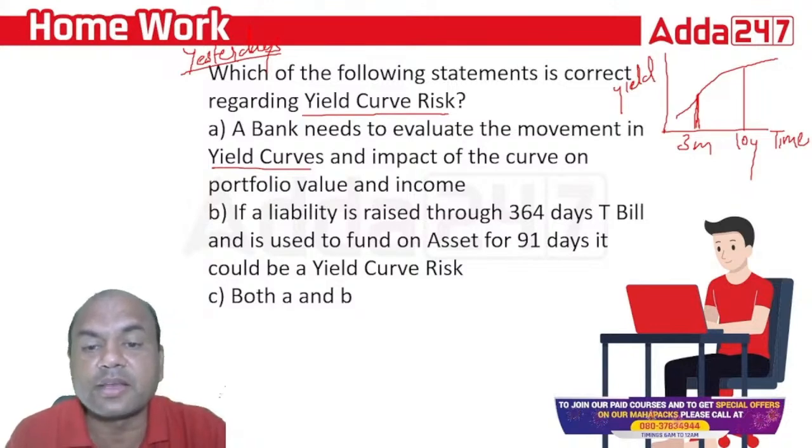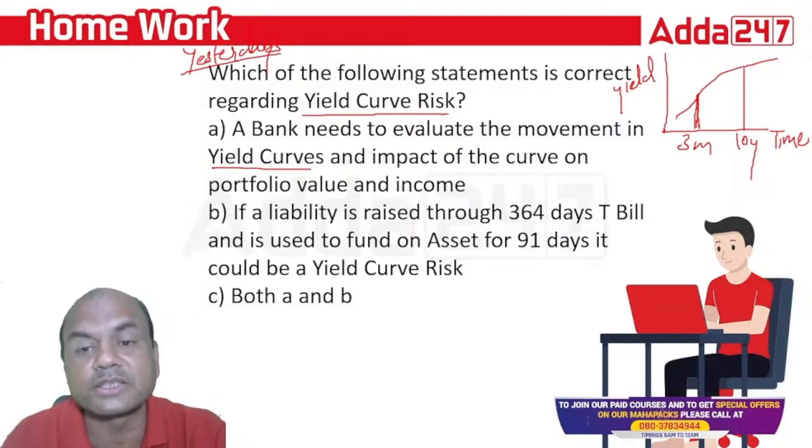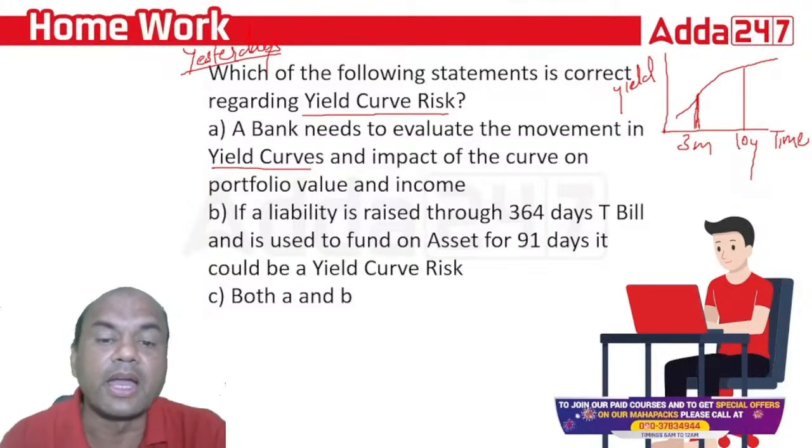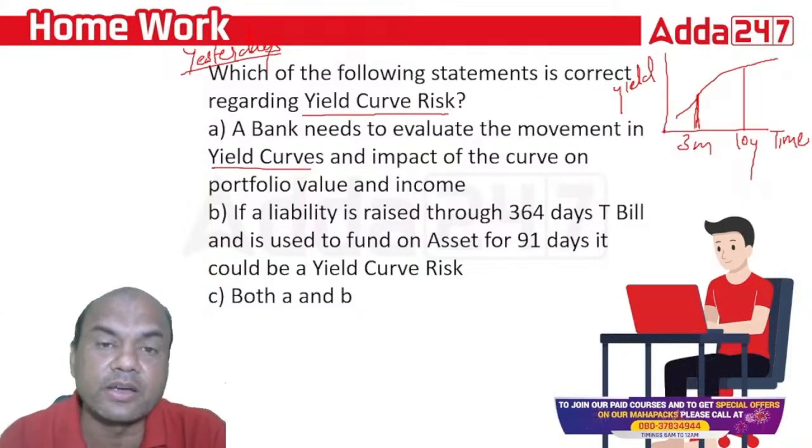If the liability is raised through 364-day T-bill and is used to fund an asset of 91-day T-bills, it will lead to yield curve risk. Liability means I am raising a liability, and used to fund an asset means I am funding an asset. If I take a deposit of let's say 364 days and give a loan of 91 days, will I be facing a yield curve risk?